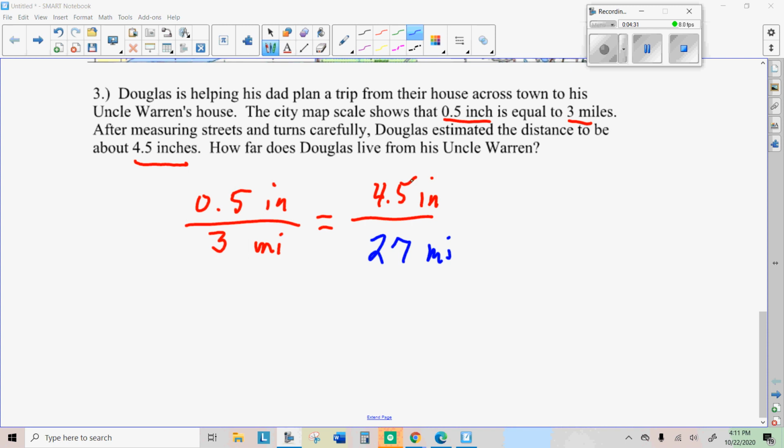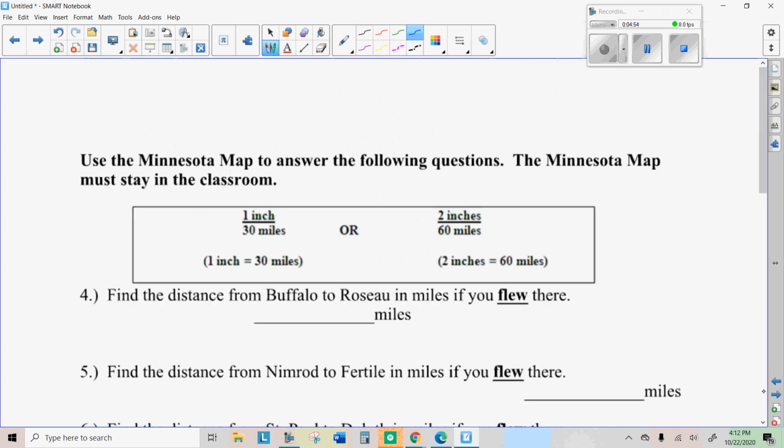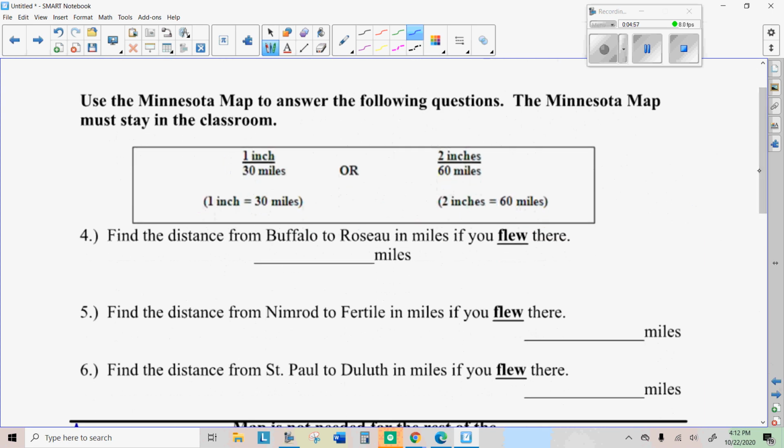Now, if you guys have forgotten how to find the missing number, remember that you cross multiply, so you're going to multiply those two together, and that would be 13.5, and then you're going to divide by the other one, right there. So 13.5 divided by 0.5, and that equals 27. All right, so let's try some more problems like this. Here we're going to give you the scale. So the scale you're going to use here is either 1 inch equals 30 miles or 2 inches equals 60 miles.